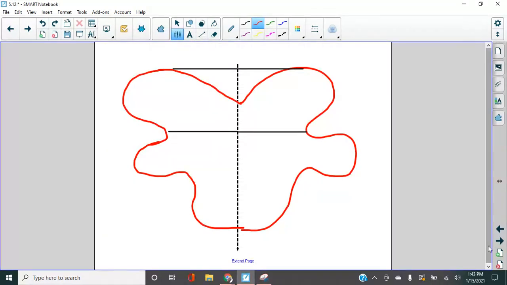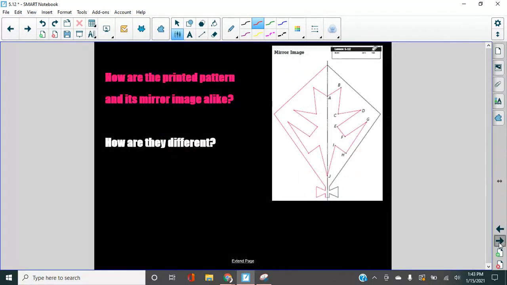All right, let's take a look then at our math journal. When we look at a pattern like this, we can look at both sides. And I have 2 questions for you. First, how are both sides alike? How are they alike? Okay, and how are they different? How is this side different from this side?